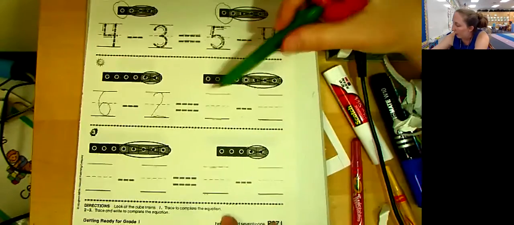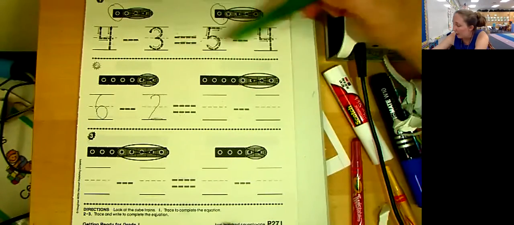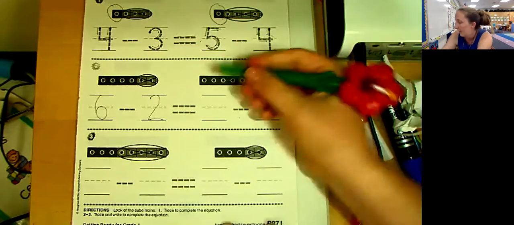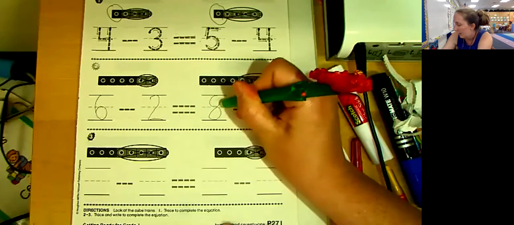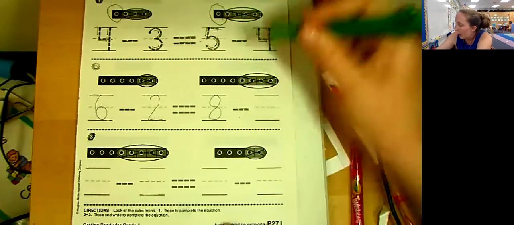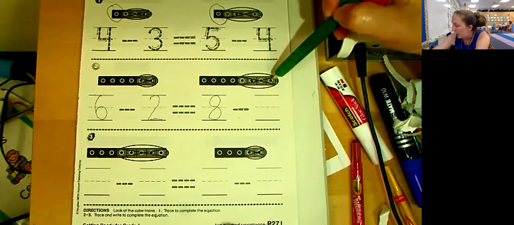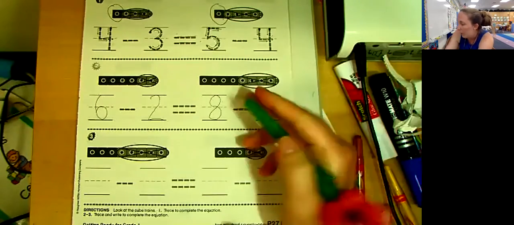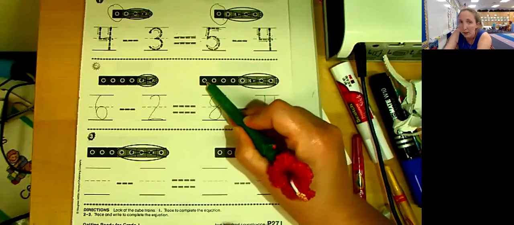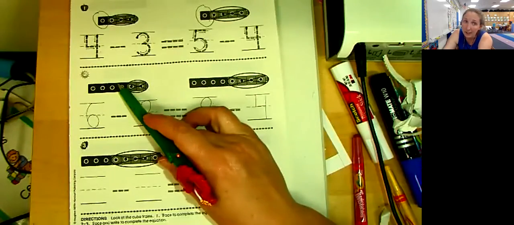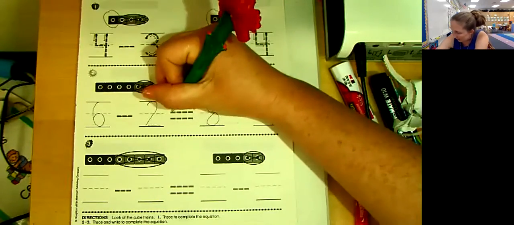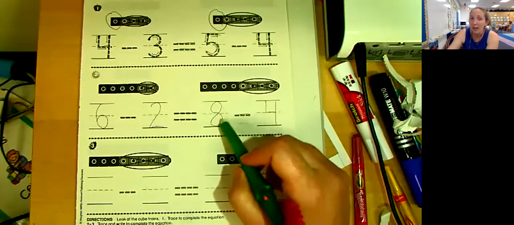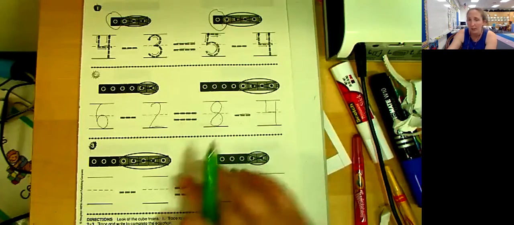Let's check it out over here. For our first number, we always do how many we started with. 1, 2, 3, 4, 5, 6, 7, 8. And then they told us to take away 1, 2, 3, 4. And that left us with 1, 2, 3, 4. So I have 4 on this side and I have 4 on this side. So they are equal. It's the same. 6 minus 2 is the same. It's equal to 8 minus 4 because they both gave us 4.